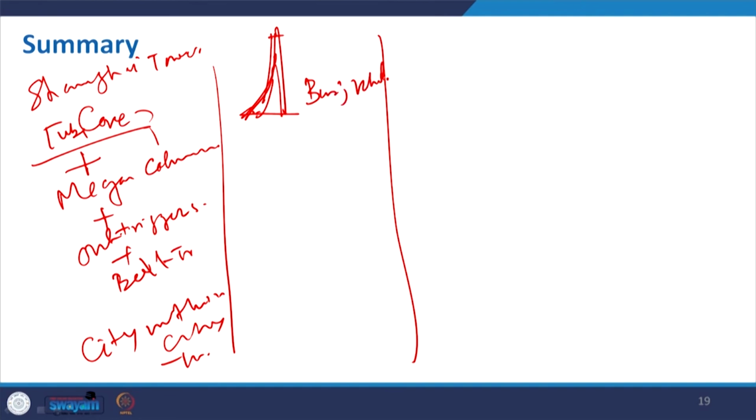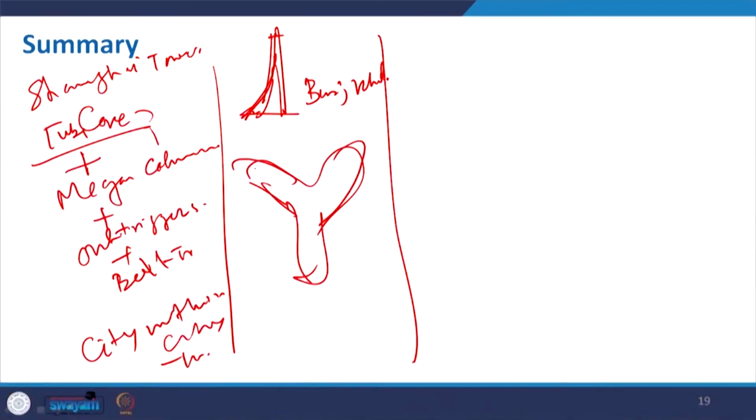Coming to the next example, the Burj Khalifa. This is also similar to the bundled tube, but here the structural system that is being used is a Y form, and then a hexagonal core at this, and it is referred to as the buttressed core structure.